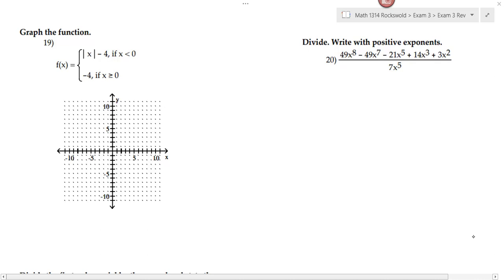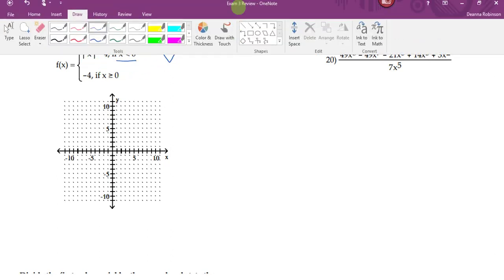Number 19 is graphing a piecewise function. So for the domain where x is less than 0, we're going to graph the absolute value function that's been shifted down 4. Remember, the absolute value function looks like this, so everything gets shifted down 4. My vertex is normally at what point? 0, so that point at 0 gets shifted down 4.